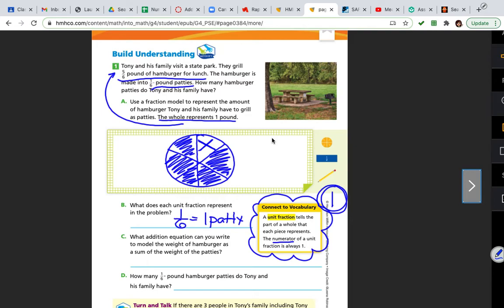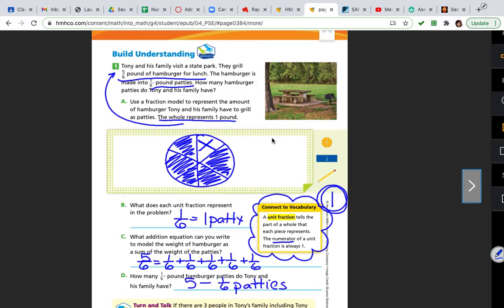C, what addition equation can you write to model the weight of hamburger as a sum of the weight of the patties? Well, we want to add up all of our 1/6, our unit fraction, and 1/6 plus 1/6 plus 1/6 plus 1/6 plus 1/6 equals 5/6. So we can say that 5/6 equals 1/6 plus 1/6 plus 1/6. That's 1, 2, 3. Plus 1/6 plus 1/6. So we have 1, 2, 3, 4, 5. We have 5 unit fractions. So it says, how many 1/6-pound hamburger patties did Tony and his family have? Well, they have 5 1/6 patties.